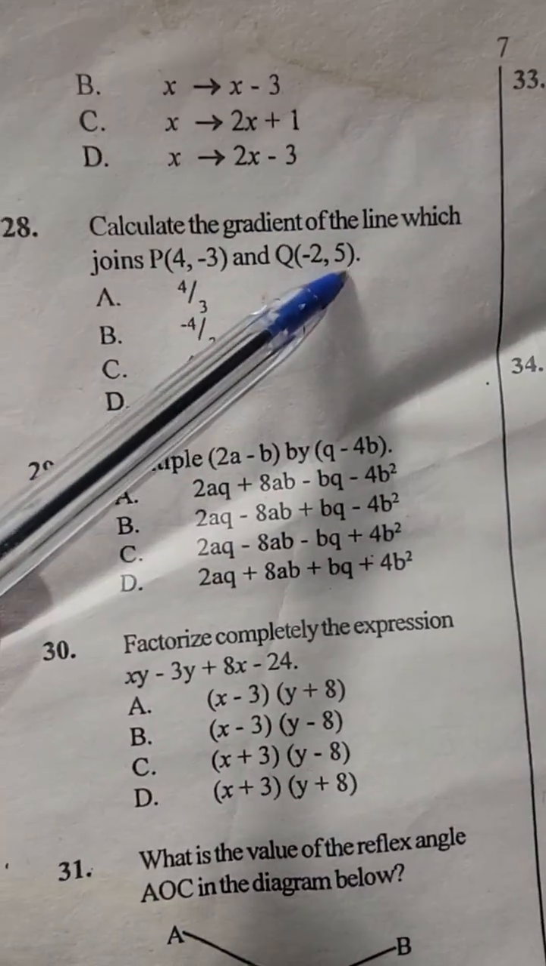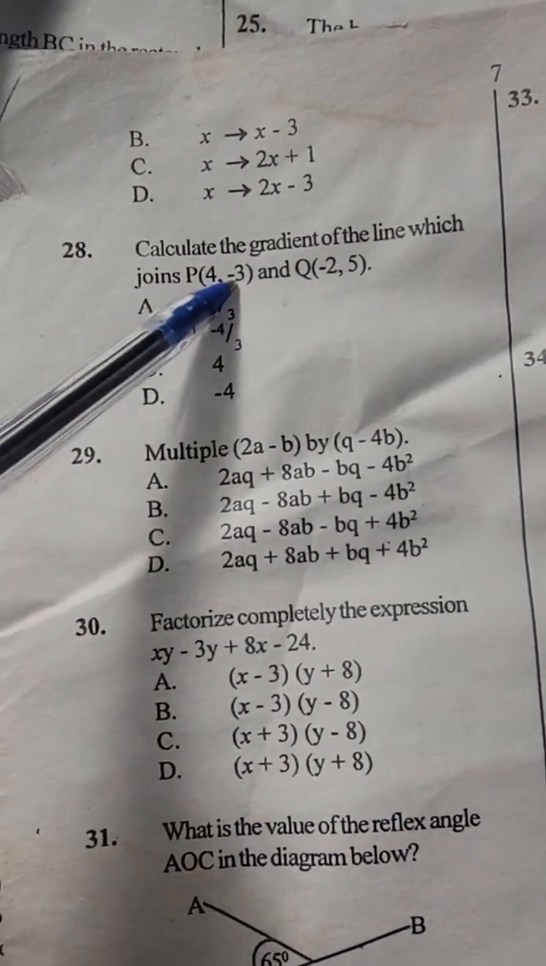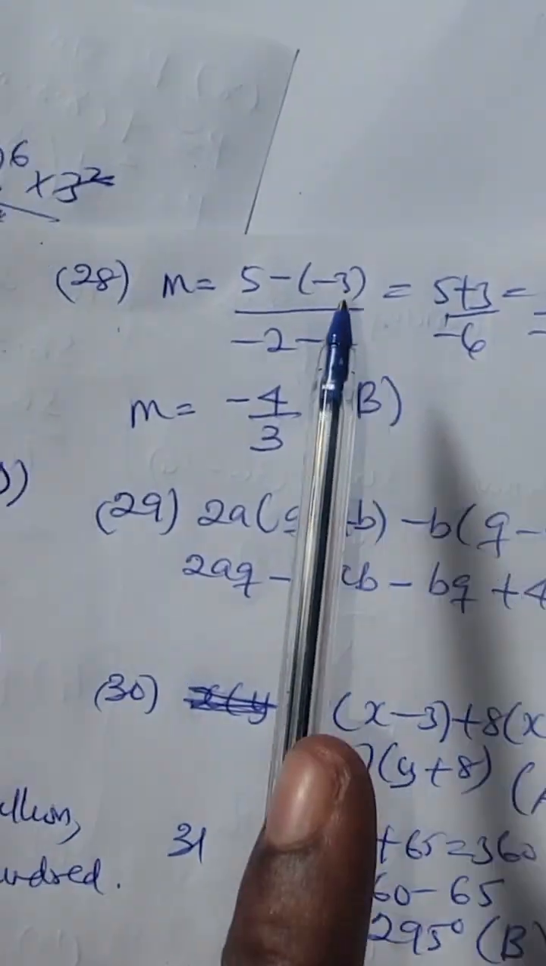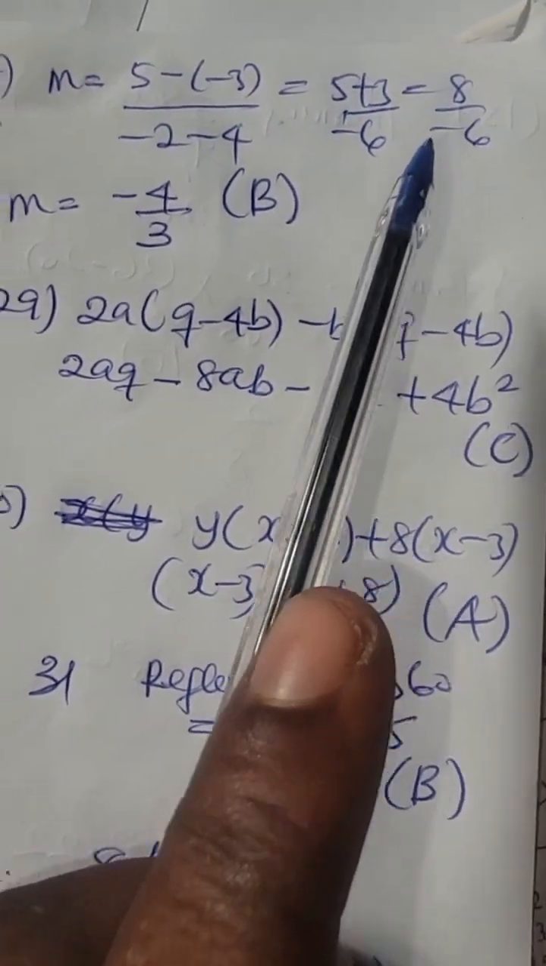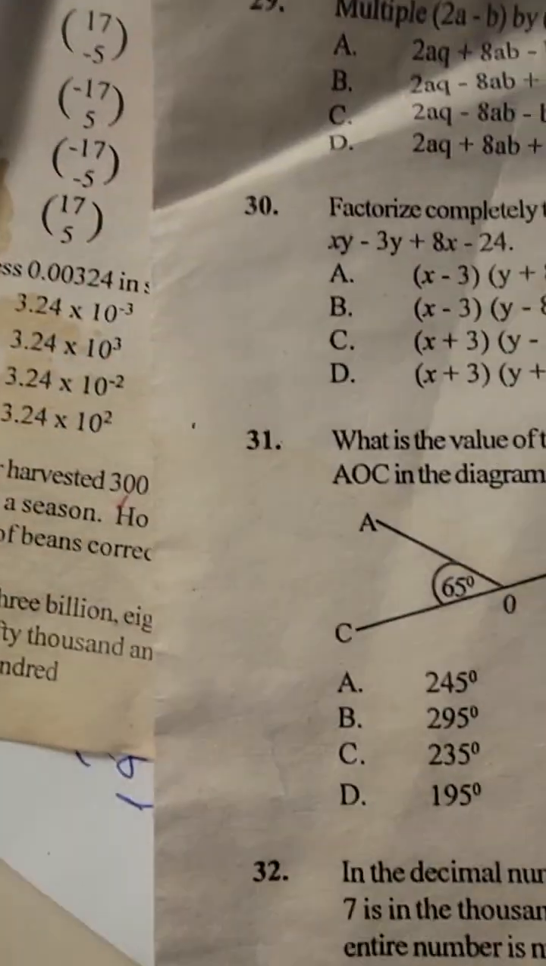28, find the gradient of the line which joins the 2 points. So y2 minus y1, 5 minus negative 3, over x2 minus x1, negative 2 minus 4. So that will be 5 plus 3, 8 out of negative 6. Reduce that, you get negative 4 out of 3.